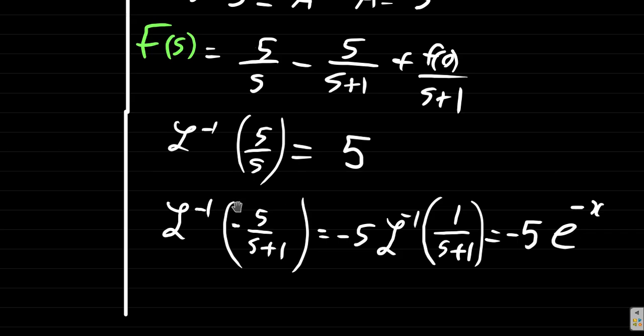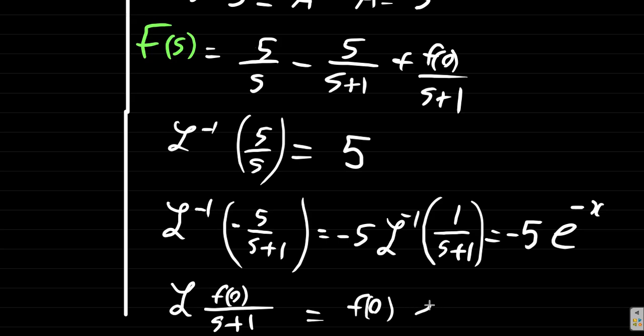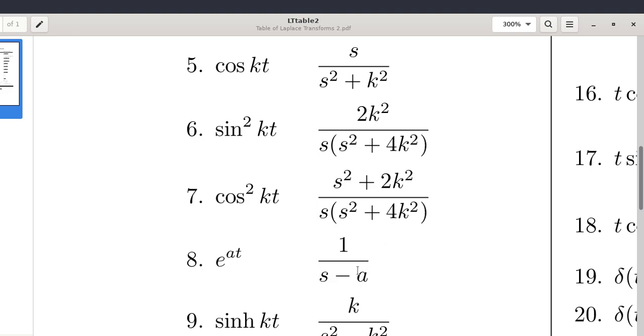And then, what is the inverse Laplace transform of f of 0 over s plus 1? Well, whatever f of 0 is, it would be f of 0 times e to the negative x. I'm sure that will be the case. All right?